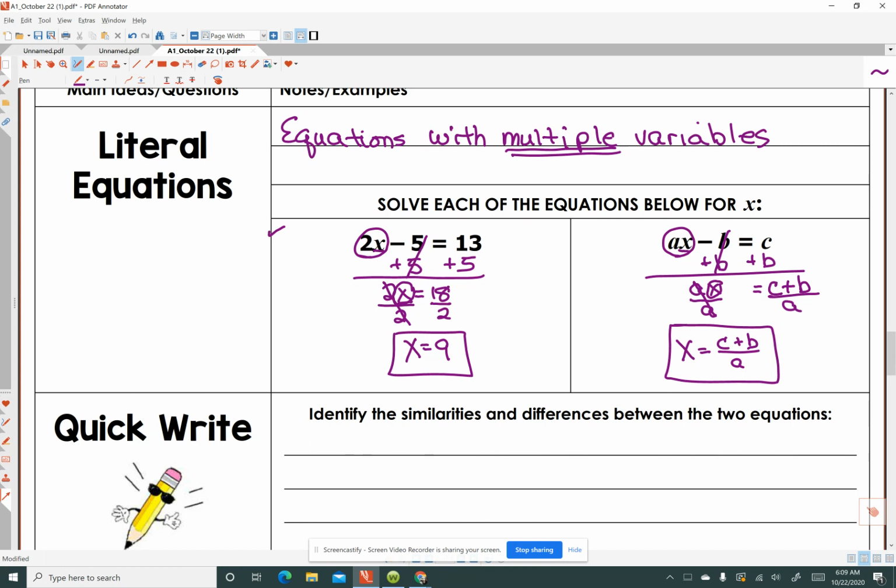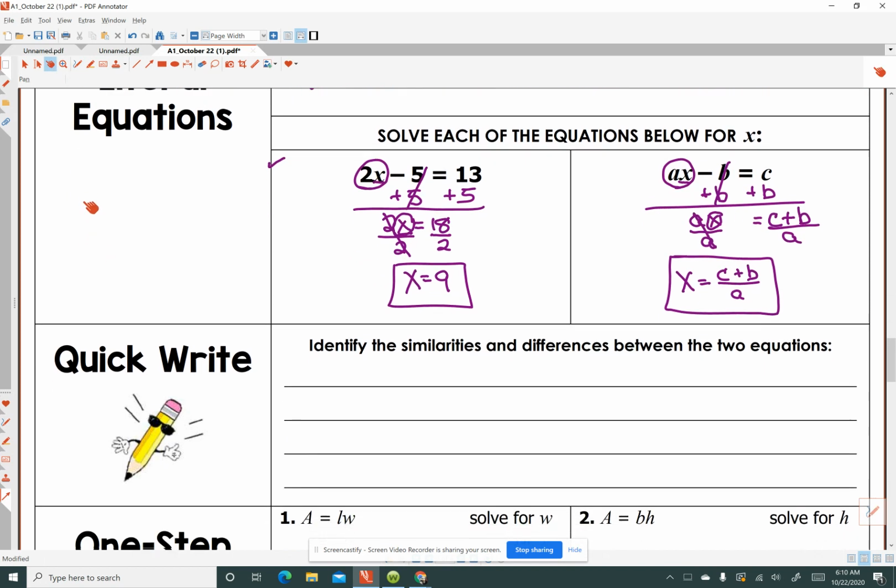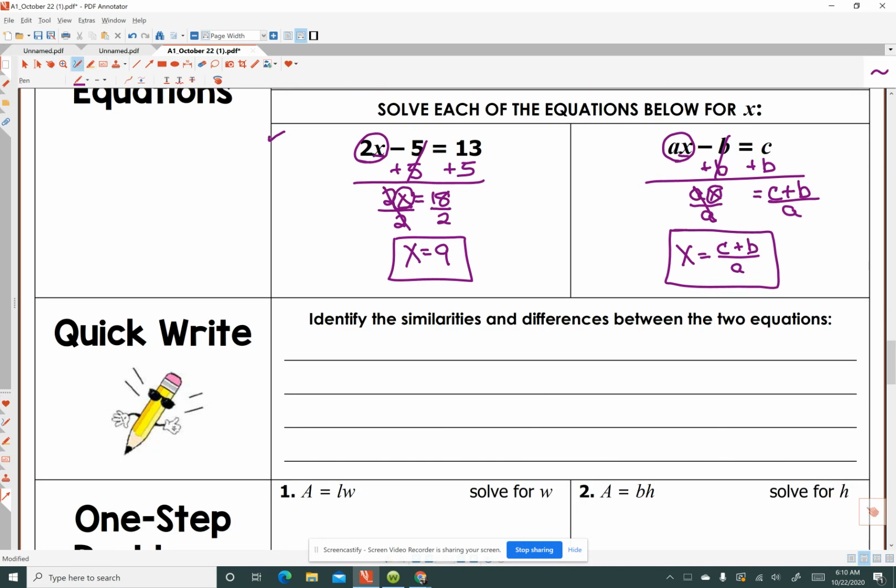So both equations, let's identify similarities and differences. Both equations use opposite operations to isolate. And I can also call that inverse operations.